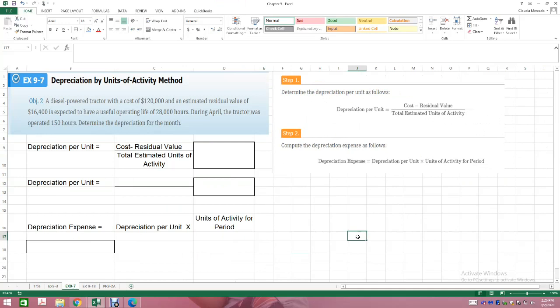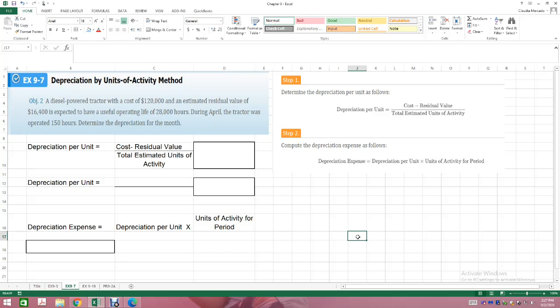The next item we have is exercise 9.7. Exercise 9.7 deals with depreciation by units of activity. It says a diesel-powered tractor with the cost of $120,000 and an estimated residual value of $16,400 is expected to have a useful operating life of 28,000 hours. So you're buying this tractor for $120,000, and after you depreciate it, you think that it's still going to have a value of $16,400. That's a residual value. And you're planning on using this tractor for 28,000 hours.